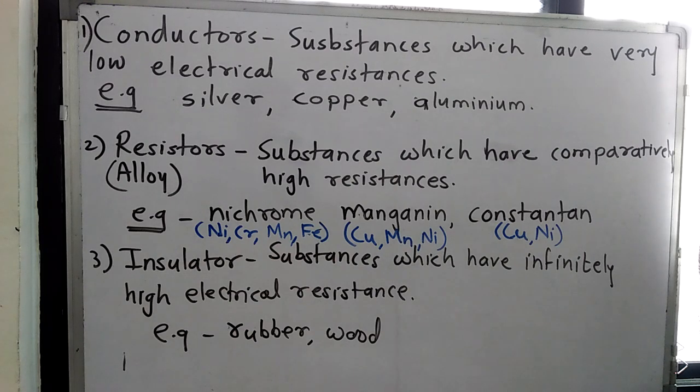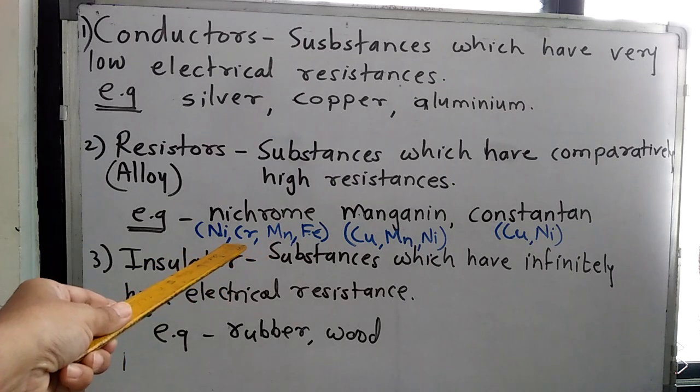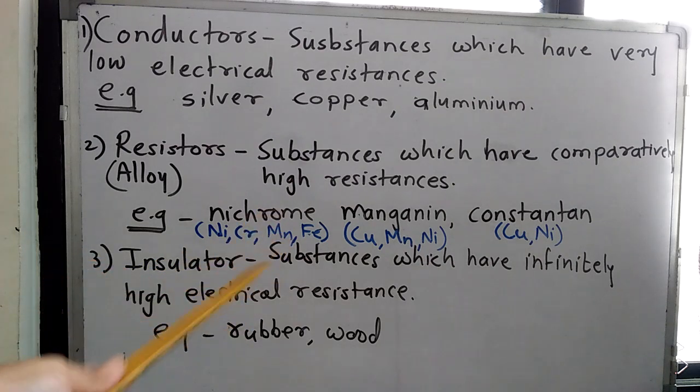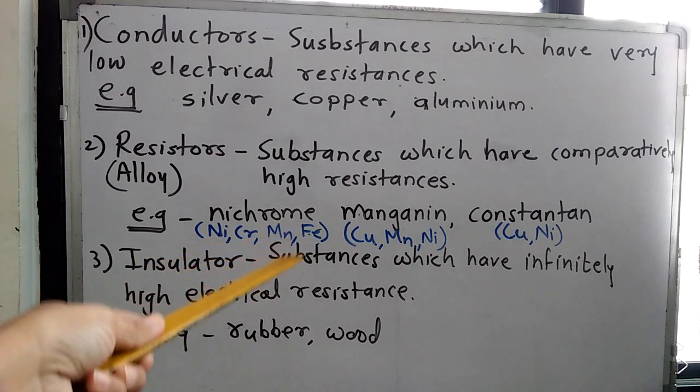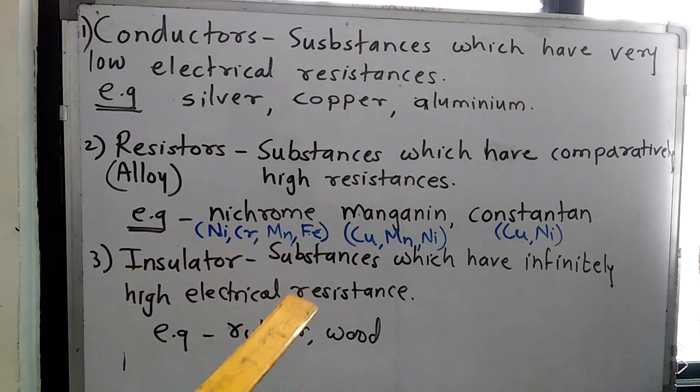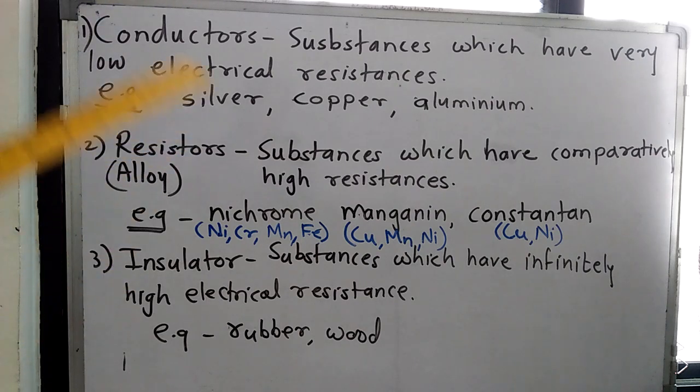Nichrome is the alloy of which 4 metals? Ni for nickel, Cr for chromium, Mn for manganese, it's not magnesium, and Fe, ferrous. It is the alloy of these 4 metals together, and it is called nichrome. Then manganin, that is Cu, Mn, Ni: copper, manganese, nickel. And constantan: copper and nickel. So these substances mix together to form alloys. Alloys are nothing but resistors. Resistors are the substances which have comparatively high resistance as compared to conductors. Conductors have less resistance, and resistors have more resistance.